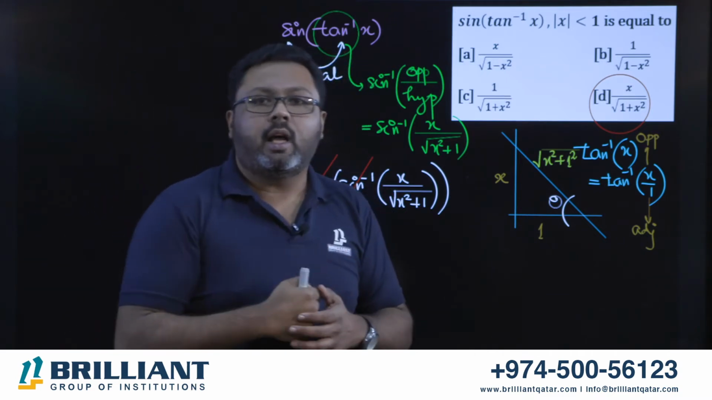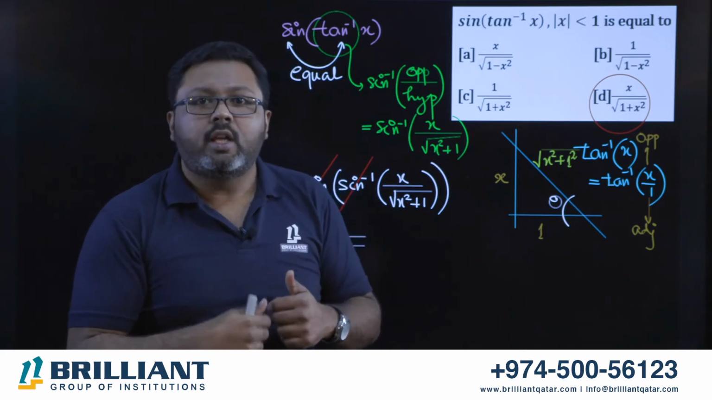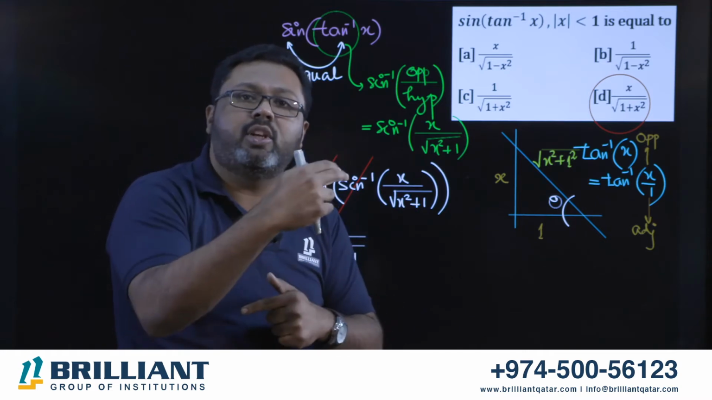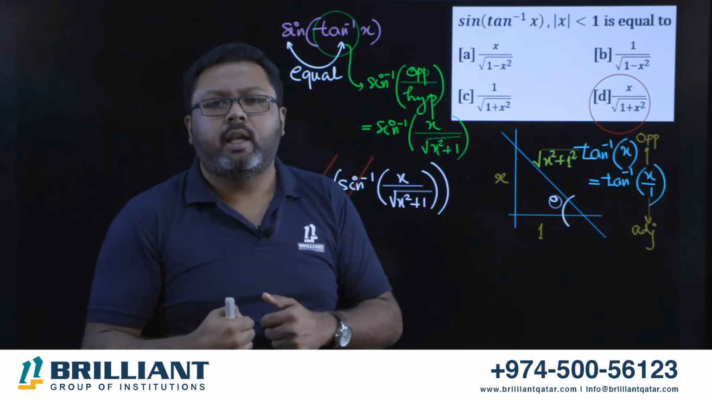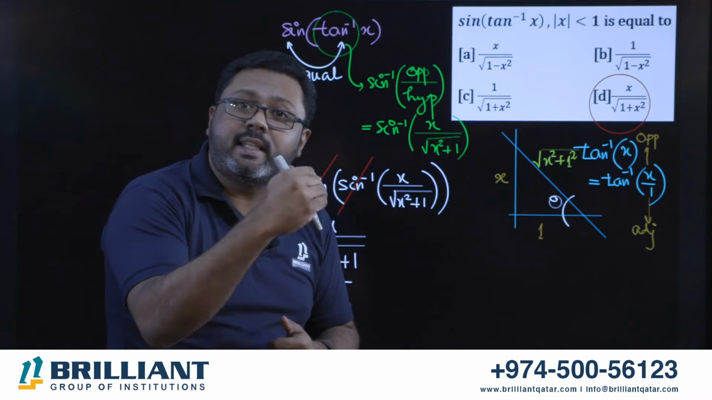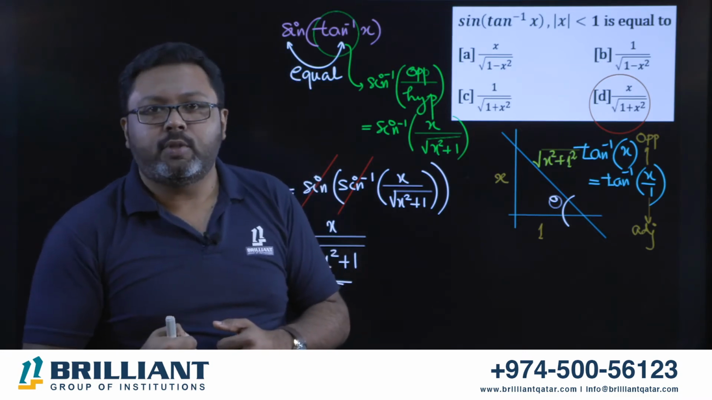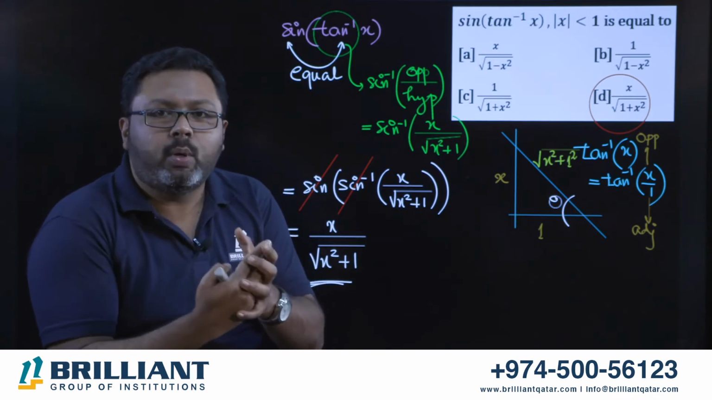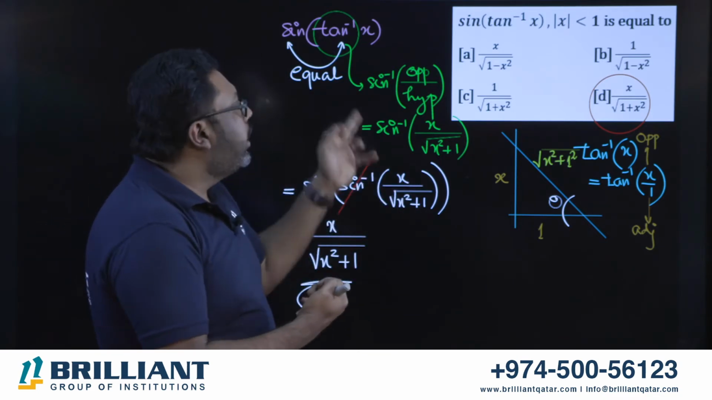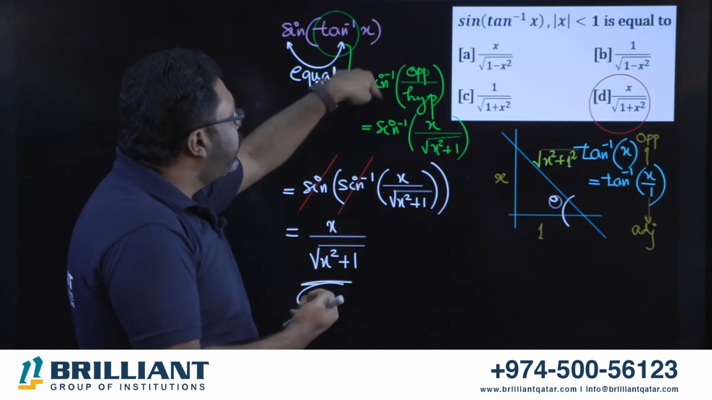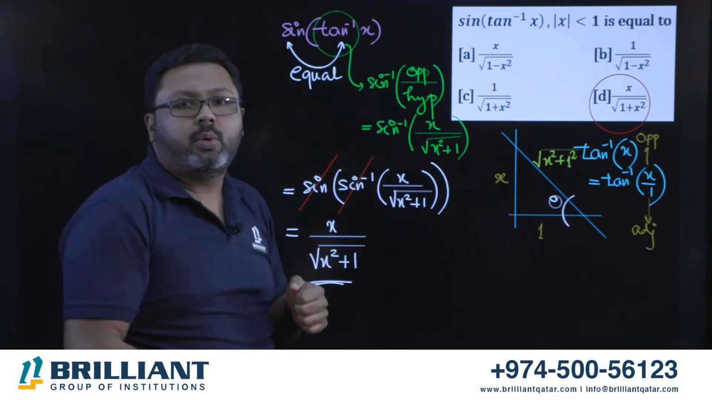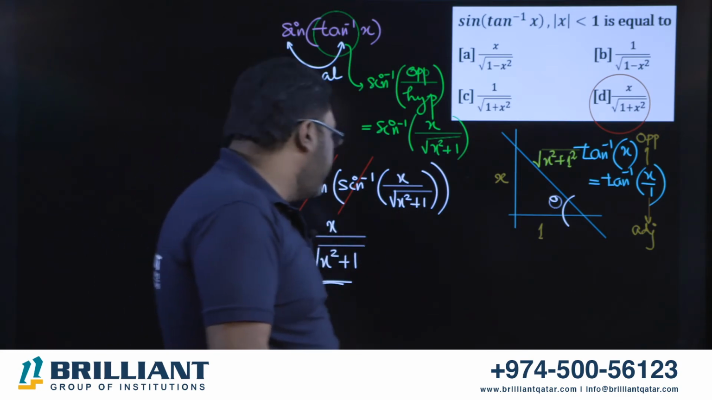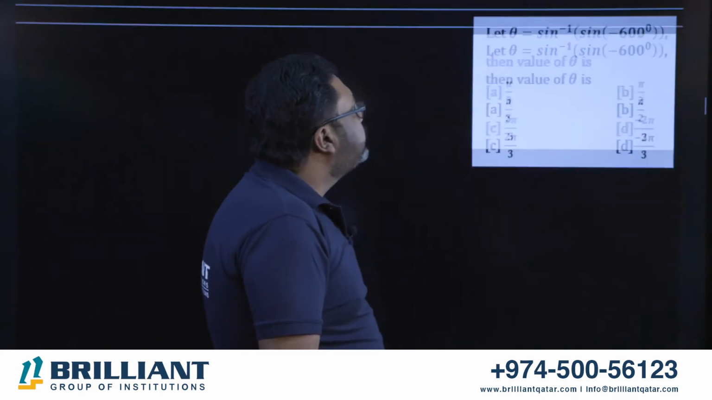What is sec theta? The reciprocal of cos theta. Cos theta is adjacent by hypotenuse, so sec theta is going to be hypotenuse by adjacent. And what is cot theta? Adjacent by opposite, which is the reciprocal of tan theta. You use that approach, and very quickly you can convert any ratio into any other ratio. You can easily eliminate them, right? Yes? Next question, please.